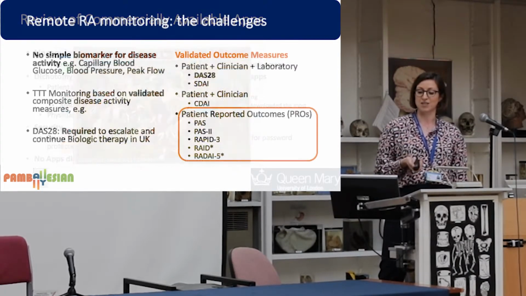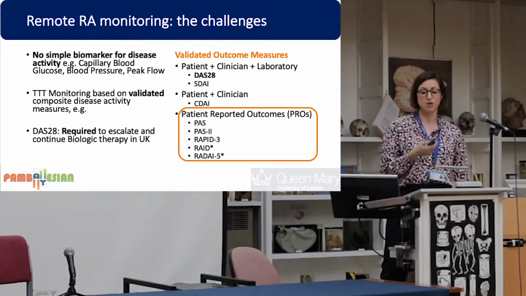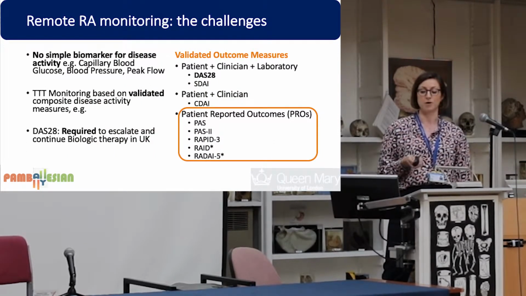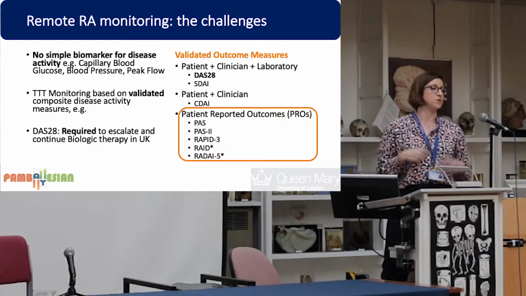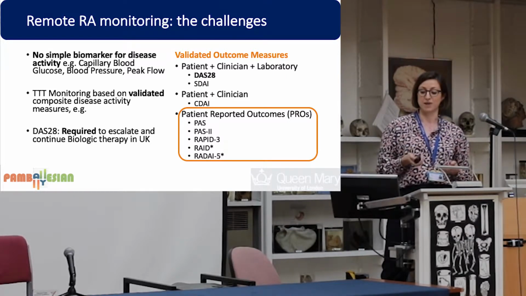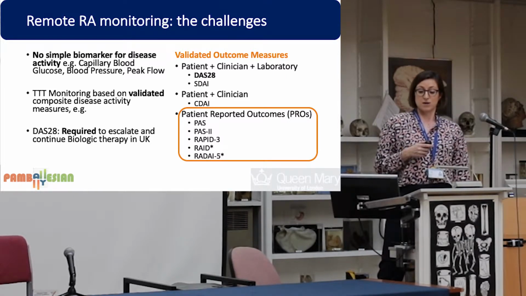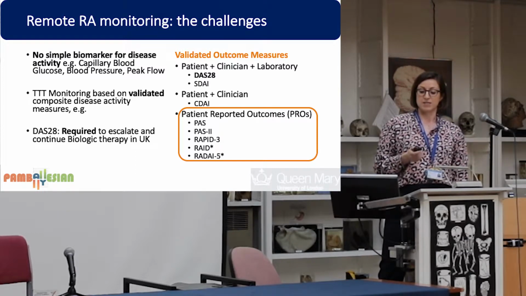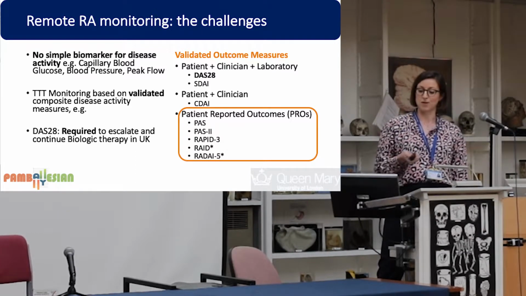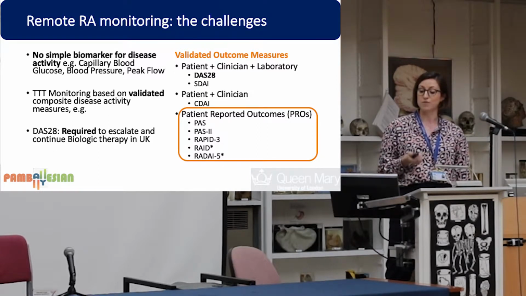So the challenges of remote RA monitoring, as I've touched on before: we have no simple biomarker for disease activity. We do not have a capillary glucose measure or a pulse rate here. Treat to target monitoring is based on validated composite disease activity measures. Just to remind the non-rheumatologists, these are all of the various validated outcome measures that are approved.